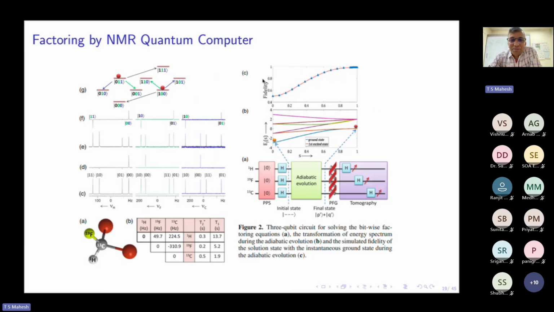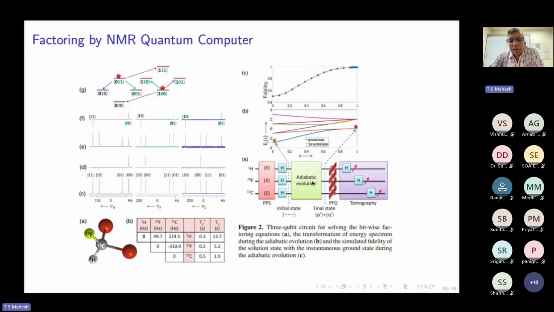It's a busy slide, but I hope I'll be able to give you some gist of this. The idea is first to prepare some initial state. This is a known initial state, a specific initial state, independent of the factor or composite number. So this is a fixed initial state. In this case, the circuit shows it is 0, 0, 0. That's the initial state, and then you have to apply Hadamard on all of these, and then, the Hamiltonian being known, you start this adiabatic evolution.